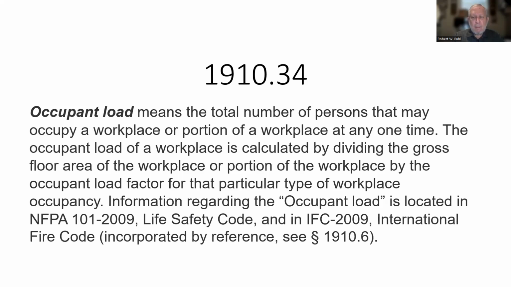Occupant load means the total number of persons that may occupy the workplace or portion of a workplace at any one time. The occupant load of a workplace is calculated by dividing the gross floor area of the workplace or portion of the workplace by the occupant load factor for that particular type of workplace occupancy. Information regarding occupant load is located in NFPA 101/2009 Life Safety Code and IFC 2009 International Fire Code, incorporated by reference.